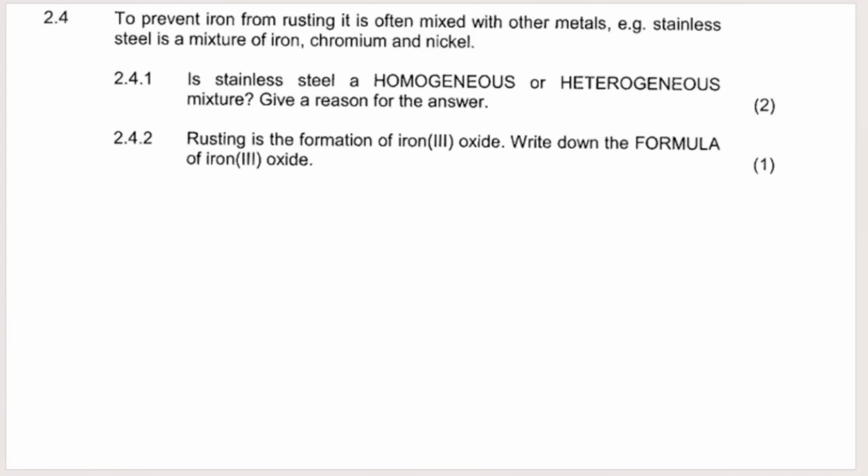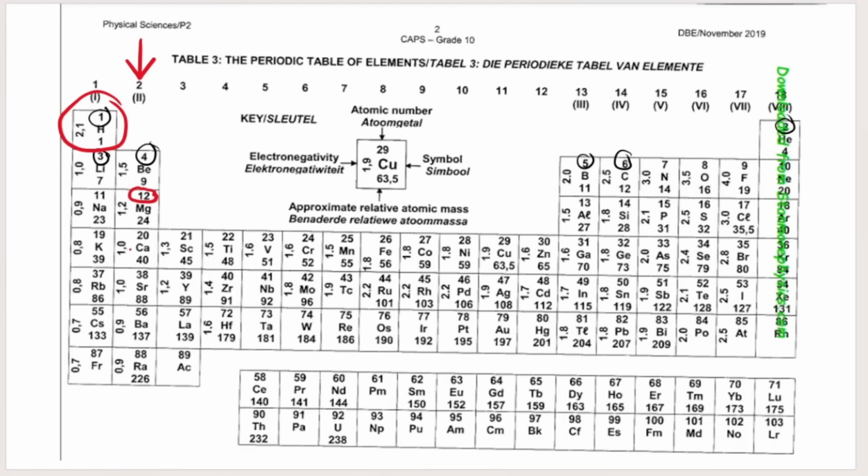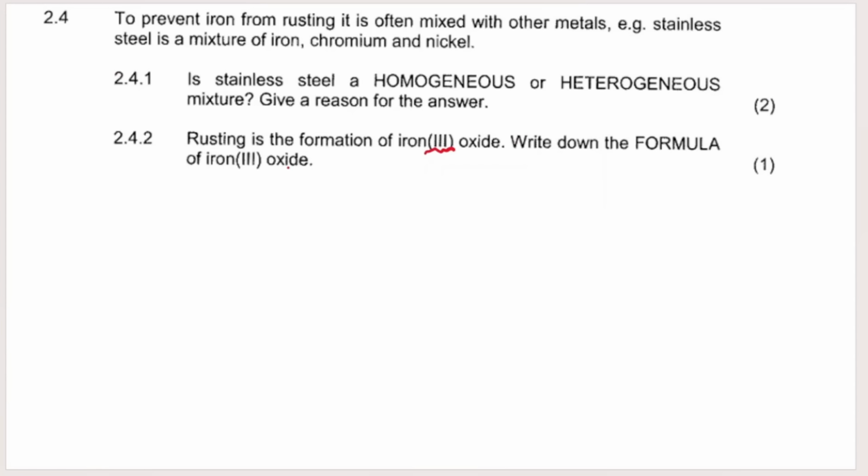Then 2.4.2 basically explains rusting. They say rusting is the formation of iron(III) oxide. Write down the formula. Now, as you know, or as you should know, the 3 in the brackets over there represents the charge of iron. Iron is a transition element, which means that it can form one or more different types of ions. So here's iron. It's in this middle block of the periodic table, which represents the transition elements. So iron can form Fe3+ ions. It can form Fe2+ ions. It can form Fe+ ions. So they need to give me the charge of iron so that I know which ion I'm dealing with.